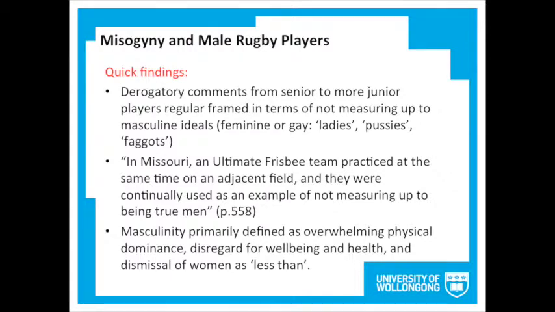In Missouri, one of the research sites, an ultimate frisbee team practiced at the same time on an adjacent field, and they were continually used as an example of not measuring up to being true men. If football players in practice were seen as doing something that wasn't tough enough or not playing hard enough, they'd be compared to these ultimate frisbee players. Masculinity in this study was primarily designed as an overwhelming physical dominance, a disregard for well-being and health, and a dismissal of women as being less than men.